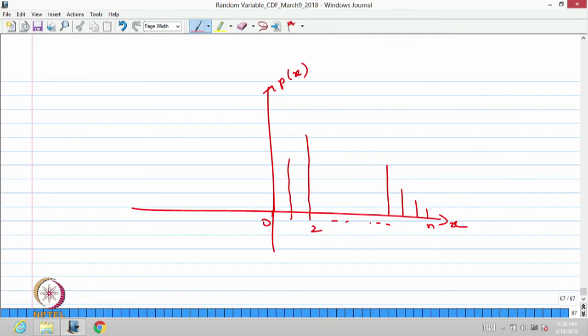Therefore, one should always know the CDF and the probability mass function for a discrete type random variable. Similarly, for a continuous type random variable, one should know the CDF as well as the probability density function. So, both things are very useful when you have data at first, then you can identify what the distribution could be.